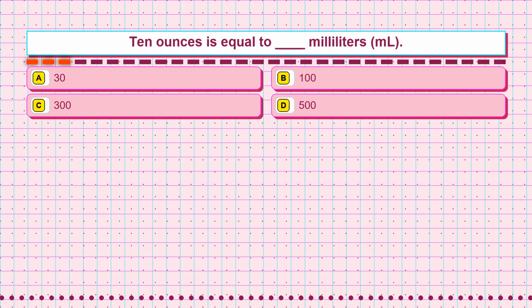Question 81. 10 ounces is equal to blank milliliters, mL. Option A. 30. Option B. 100. Option C. 300. Option D. 500.